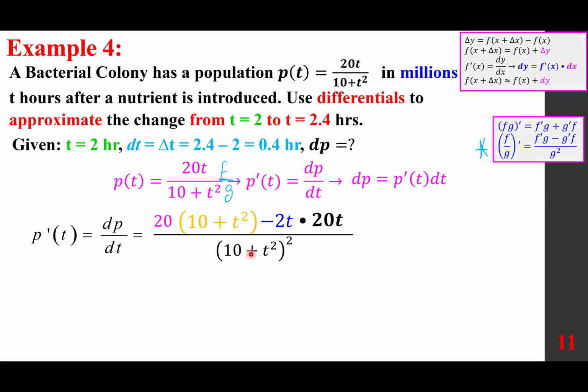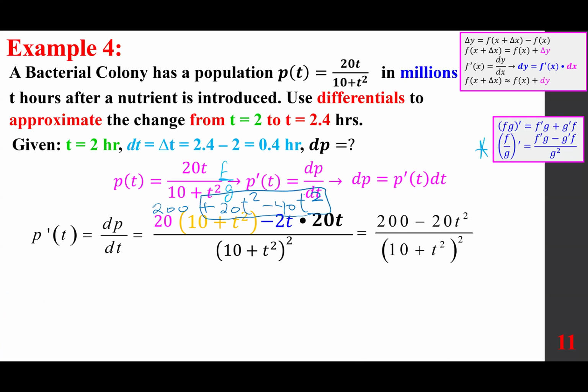And that's done. We are going to simplify the numerator of it. Distribute, we get 200 plus 20t squared minus 40t squared. These two add up. We get 200 minus 20t squared in the numerator. So that's dp dt. What is dp? The same thing, times dt.